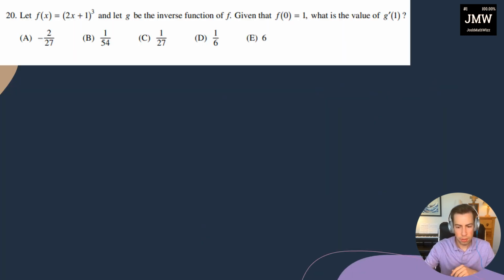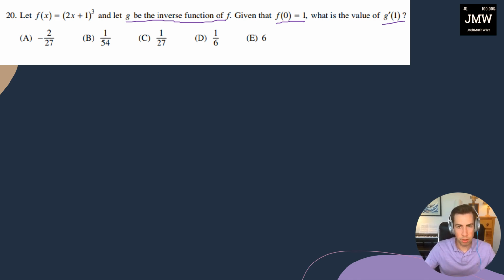All right. So for question 20, we have let f of x equal (2x plus 1) cubed and let g be the inverse function of f. Given that f of 0 equals 1, what is the value of g prime of 1? Okay, so just a little bit of review.